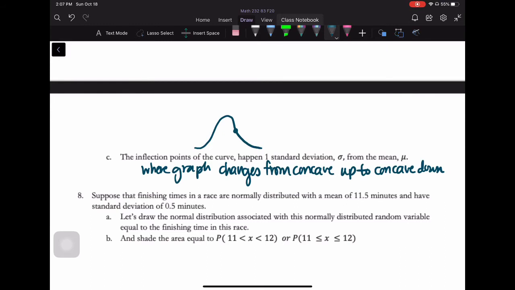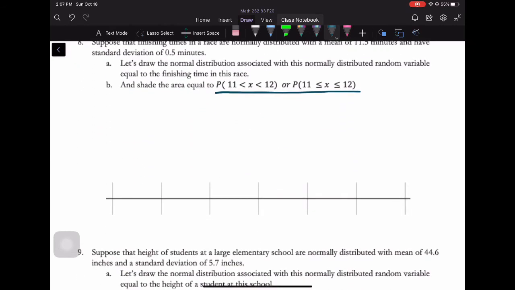Suppose that the finishing times in a race are normally distributed with a mean of 11.5 minutes and a standard deviation of 0.5 minutes. Let's draw the normal distribution associated, and then we're going to label it. Now, this is a very handy tool that will help us calculate probabilities. These two are equal because being less than or equal to and being less than in a continuous curve is the same thing. So I'm going to try and draw that normal curve where you go up to a peak and down.